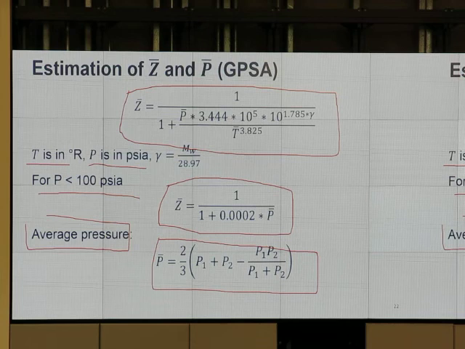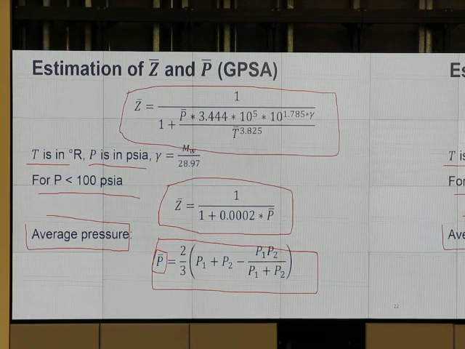Next to Simon. Why do we need to use average pressure? Where do we use P bar? I give the formula, but where do we use it?